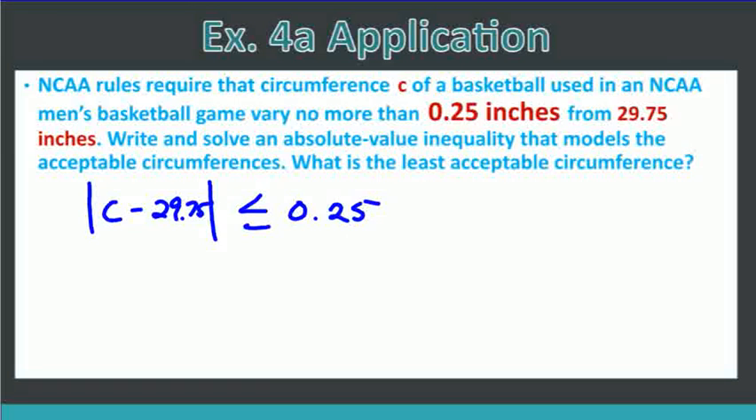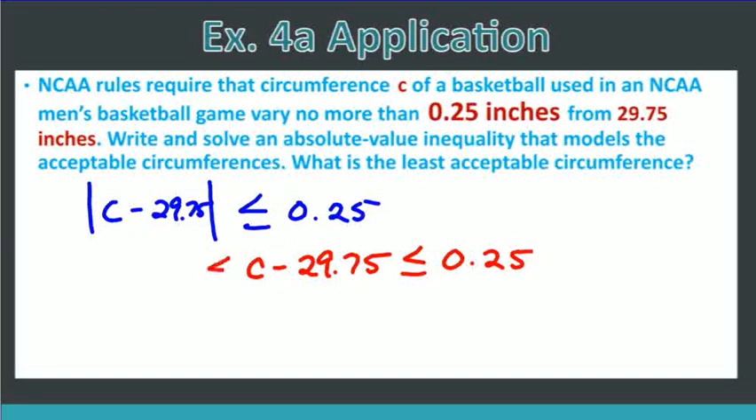Now to solve for this, I can take this out of the absolute value symbols. And when I do it, because I have a less than symbol, I know it's going to be a conjunction compound inequality. So I'm going to have C minus 29.75 in the middle. It's less than or equal to 0.25 on the right hand side. And on the lower end, it's going to be negative 0.25. Now to get C by itself, I'm just going to add 29.75 to both sides.